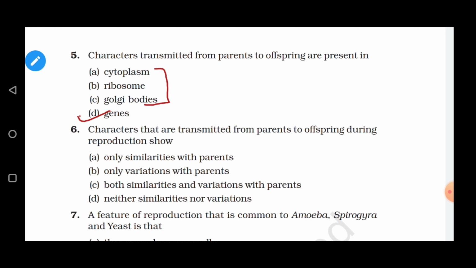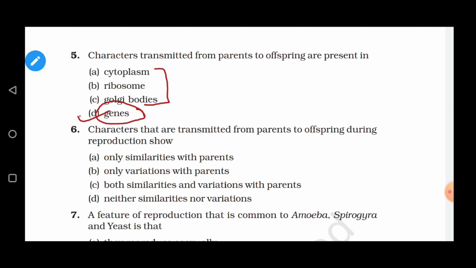parts. साइटोप्लाज्म भी सेल के बीच में होता है। राइबोसोम्स are the protein factory. गोल्जी बॉडीज are also important in the formation, packaging and transportation of protein etc. These are not related with the transmission of character, so the correct answer is the genes are responsible for the transmission of characters. Next question, question number 6.